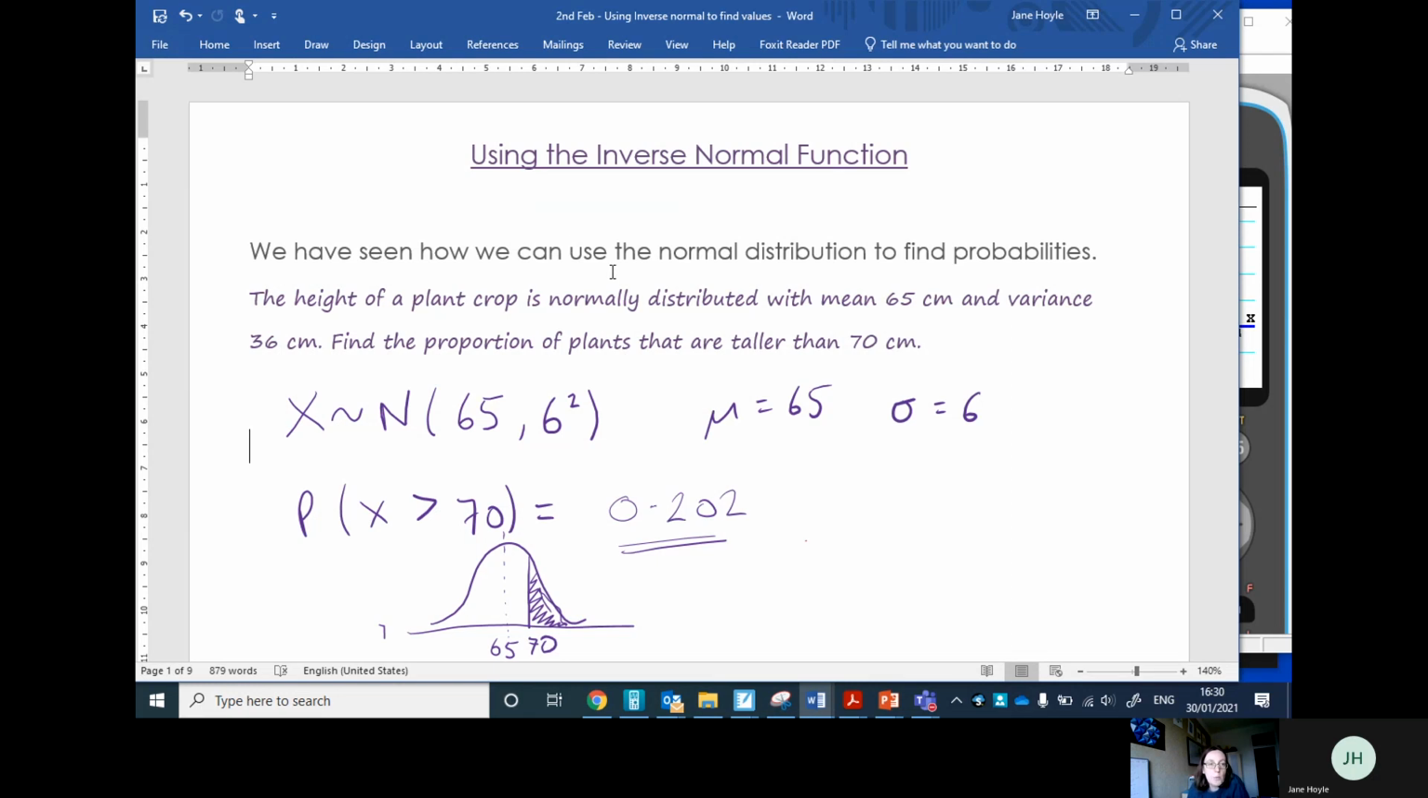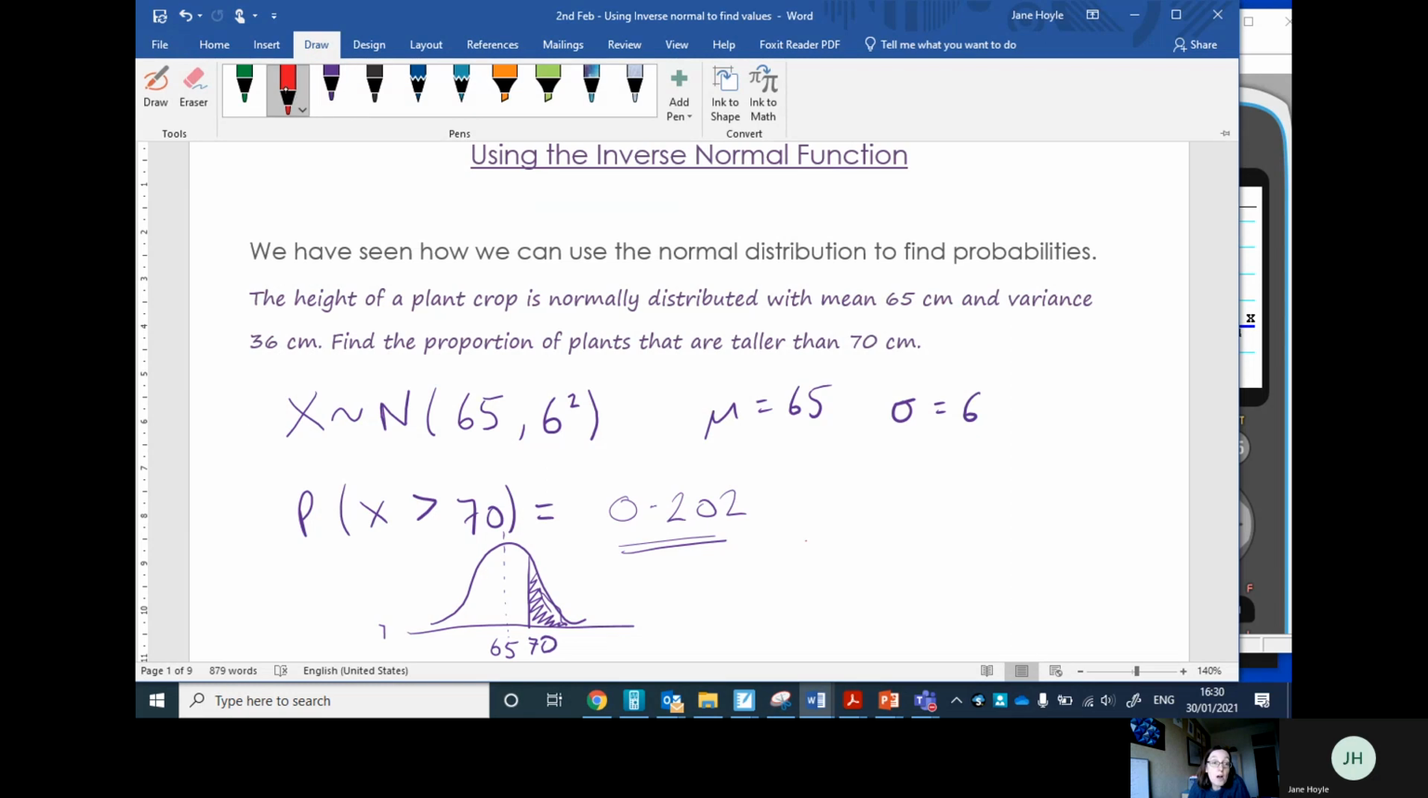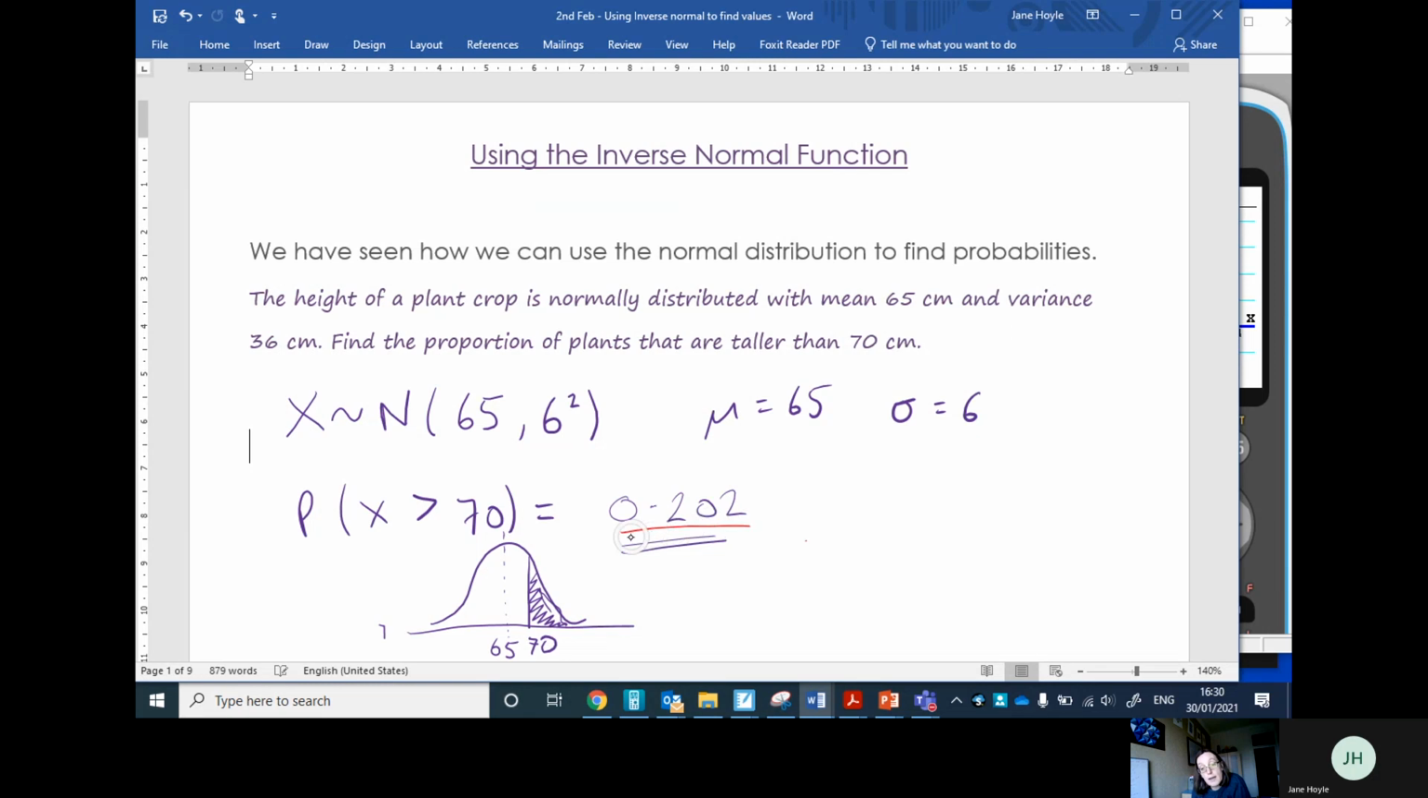What's going to happen today, however, is we are going to ask our question the other way around. So we are told what the probability is. So if we were told, okay, what height would the crops be for the top 20%? So this is effectively 20%, isn't it? A probability of 0.202. So if we're given that answer, but then we had to figure out what that number is. In other words, we had to figure out what this value was here on the axis.